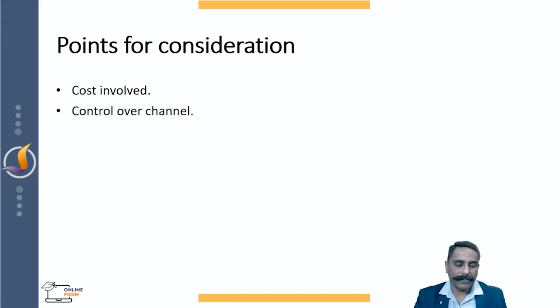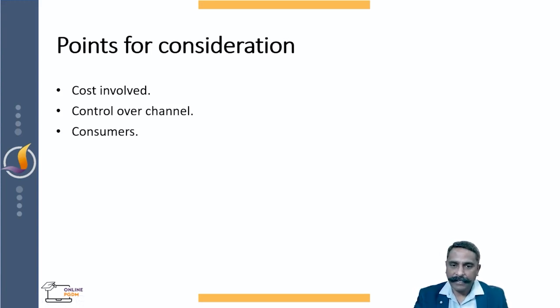Traditional channel will be on the other extreme where you have a bit less control, especially in the case of FMCG till the retailer's point. But if you look at consumer durables, you will find that the number of dealers will be less. In the case of automobiles, you will find that the number of dealers or distributors will be less and the control can be higher.